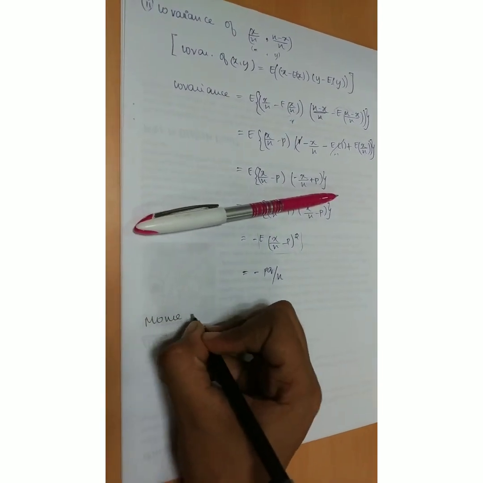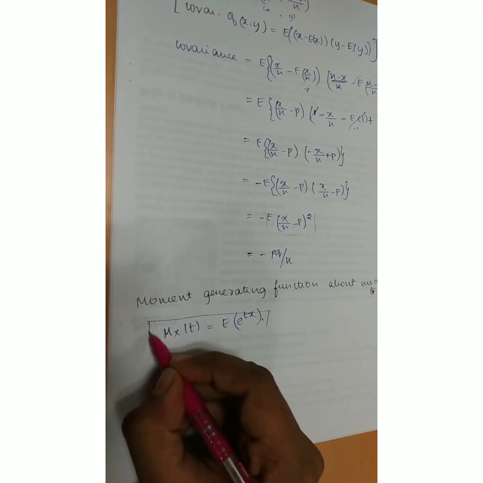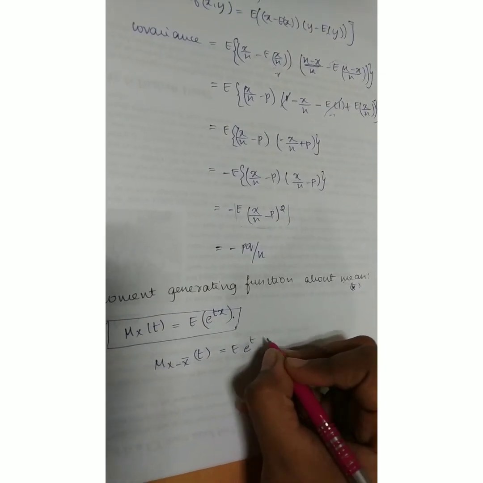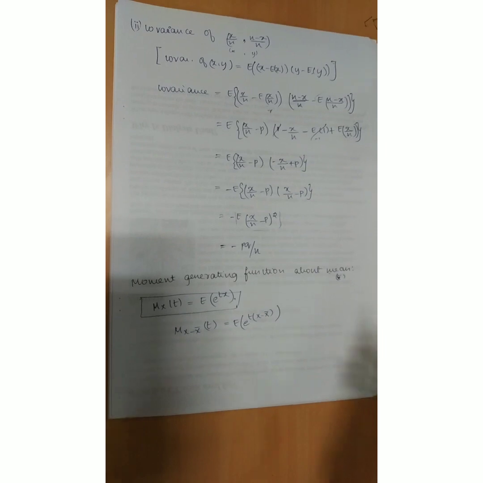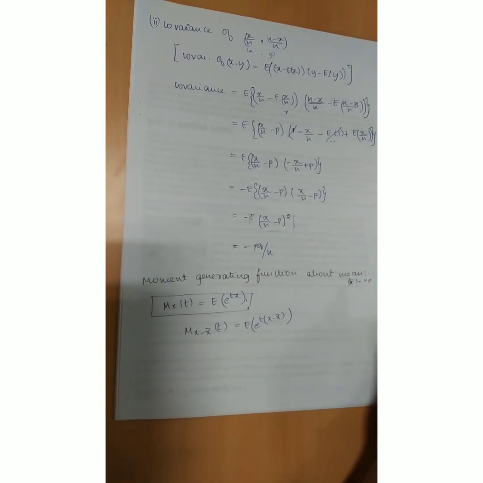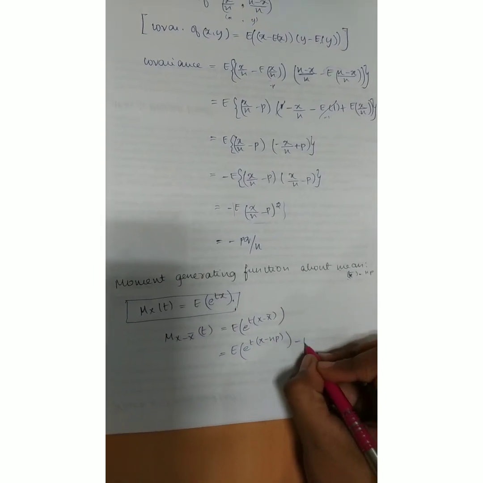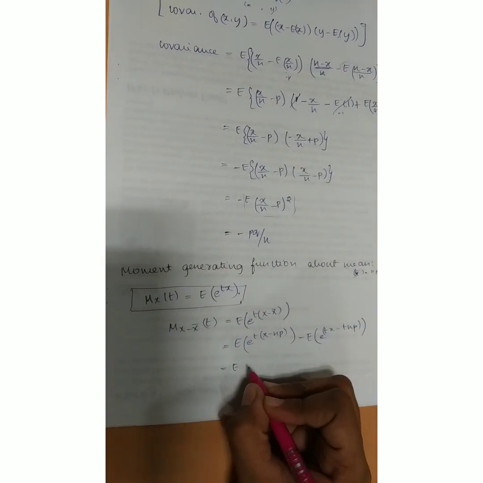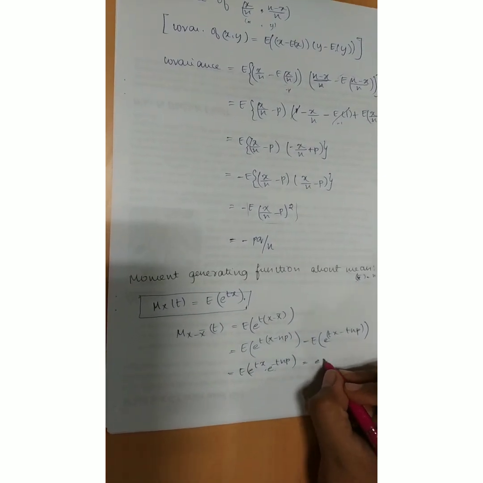Followed by the next topic, moment generating function about mean. As we all know earlier, the formula for moment generating function is Mx of t is equal to expectation of e power tx. As mean is x bar, we can write this as M of (x minus x bar) of t is equal to E of e power t into (x minus x bar). The value of x bar, that is mean, is constant, and that is equal to np. Then substituting that and taking t inside, we get E of e power (tx minus tnp). Then separating this, we get E of e power tx into e power minus tnp.